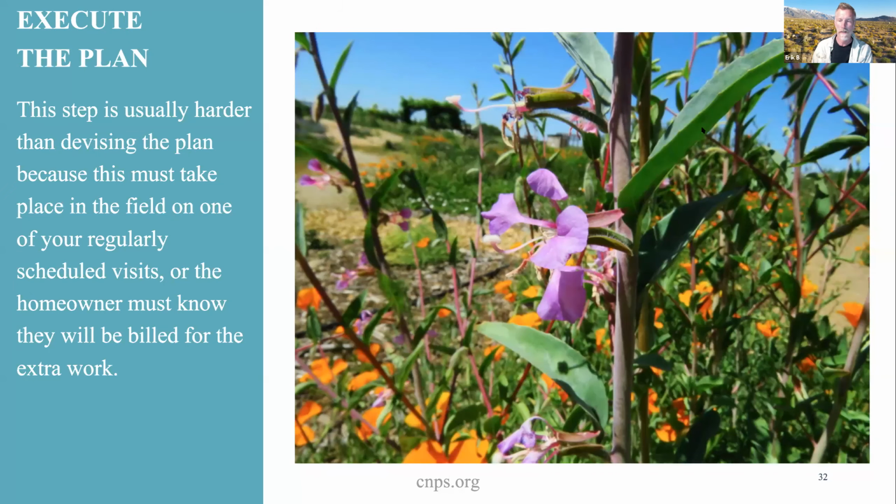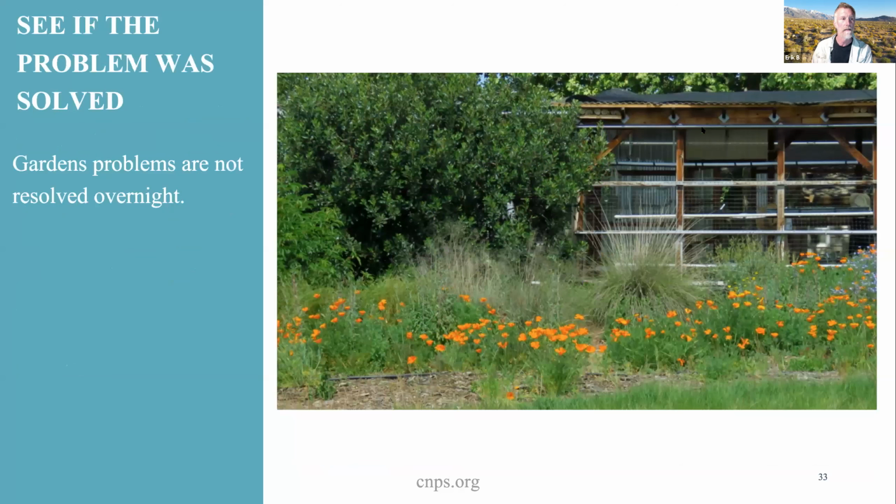Okay, you've executed the plan. I feel like I bobbled my way through that, but I hope that made sense a little bit. So basically you go through the problem solving steps. Don't try to implement too much at one time. Start with the irrigation, move on to the pests if it's a pest issue, or pruning or whatever, but it's one issue at a time.